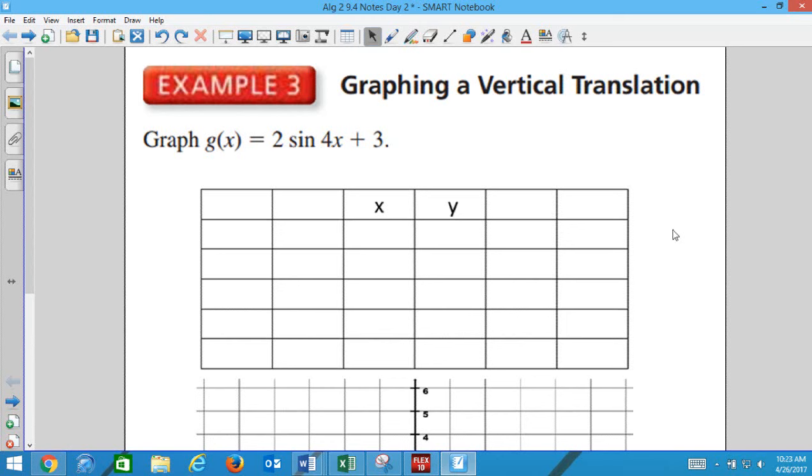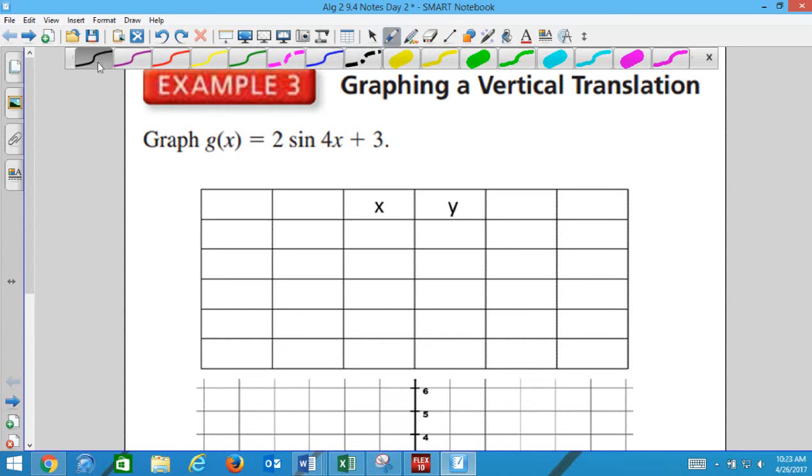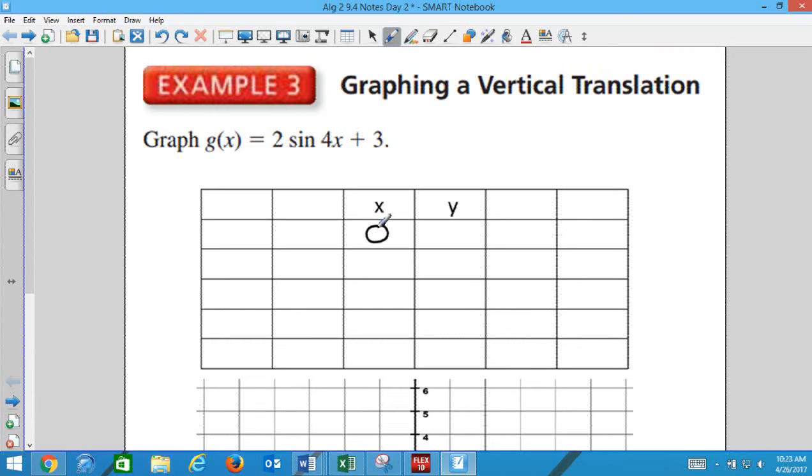Okay, so the x values for every single key point for sine or cosine always start with 0 and end with what number? 2 pi. It goes from 0 to 2 pi. That's the unit circle. What is halfway through? Pi. So what is half of pi? Pi over 2. And then 3 pi over 2 is this one.